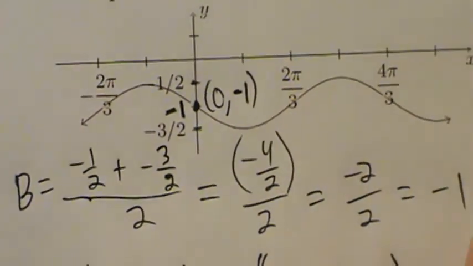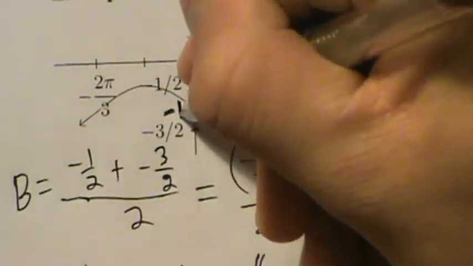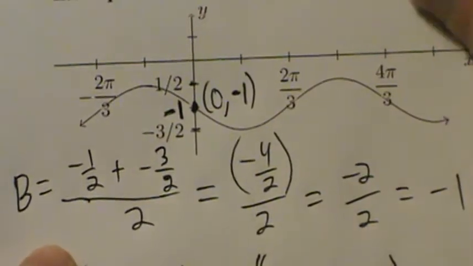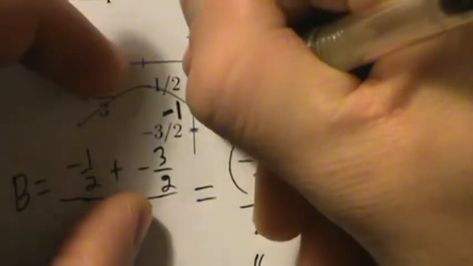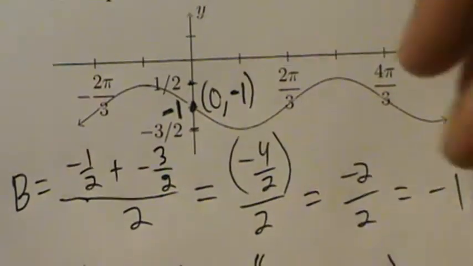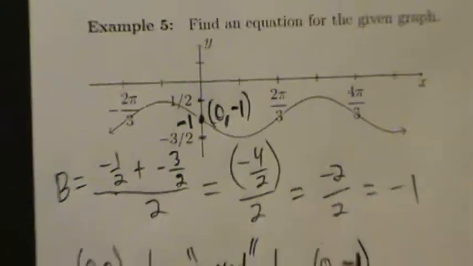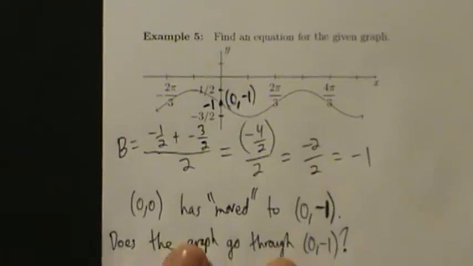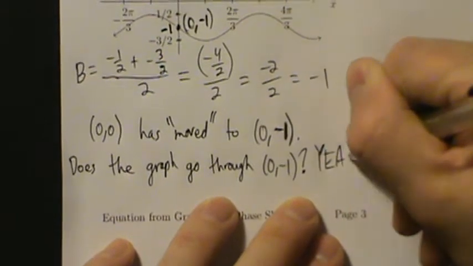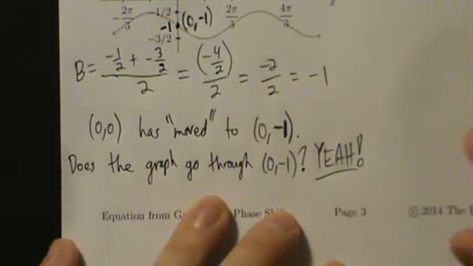Well, B I already know is -1. So halfway in between, this y value here must be -1. Again, B is like an average of the max and the min because the y value is halfway in between those max and min values. So anyway, here's (0, -1). So the answer to our question, does the graph go through (0, -1)? Yeah, totally. The graph does go through (0, -1).